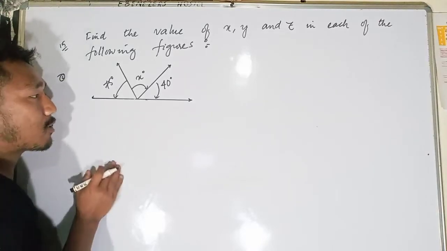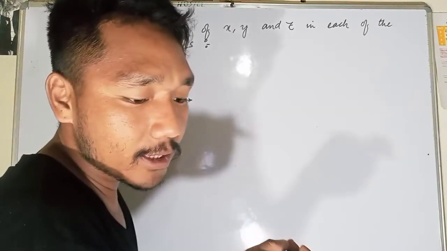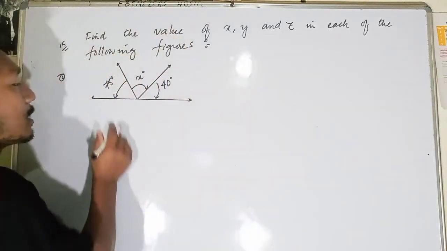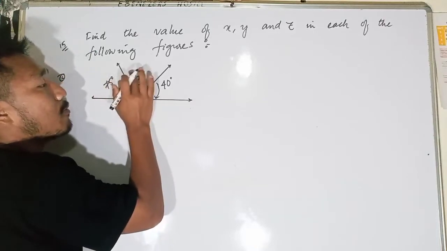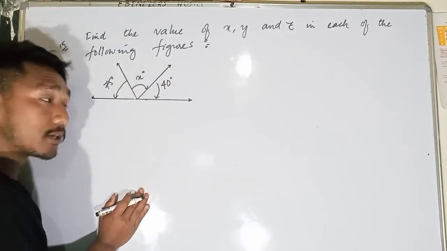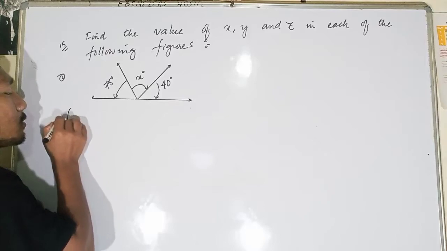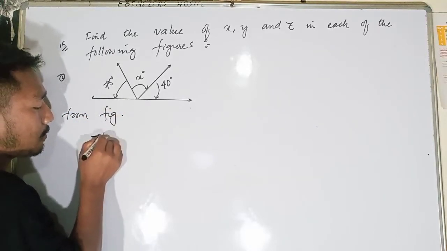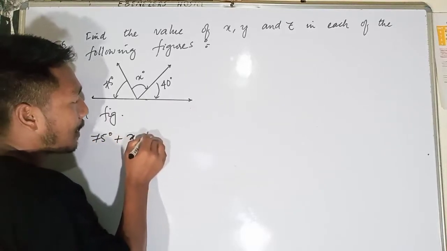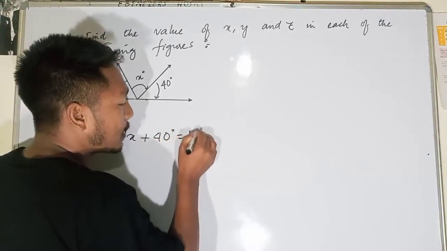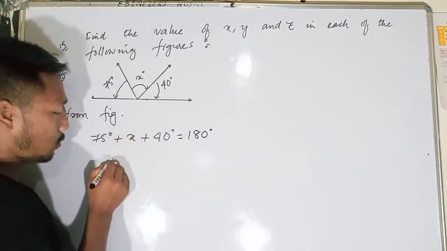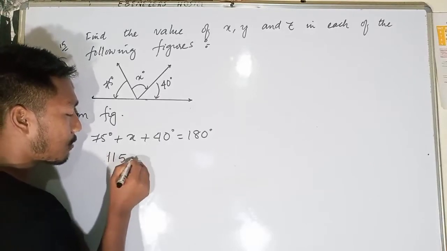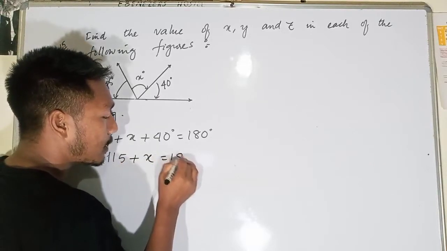Now if I see x and y, we have already learned how to find the values of x in question number 13. So this is a straight line, and the sum of these two angles will be 180 degrees, or not? Yes. Therefore, from the figure, we know that angle 75 plus x plus 40 degrees is equal to 180 degrees. Now the sum of these two: 75 plus 40 will become 115, which is equal to 180 degrees.